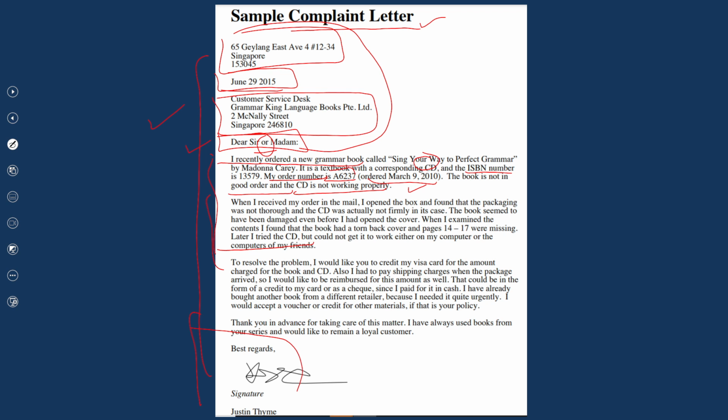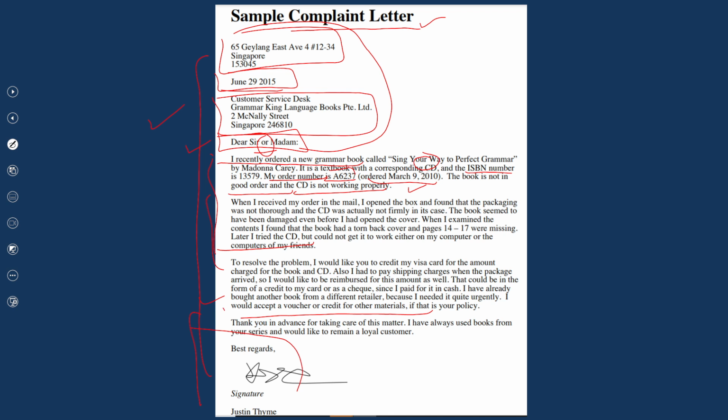Also, I had to pay shipping charges when the package arrived, so I would like to be reimbursed for this amount as well. That could be in the form of a credit to my card or as a check. Since I paid for it in cash, I have already bought another book from a different retailer because I needed it quite urgently. I would accept a voucher or credit for the other materials if that is your policy.